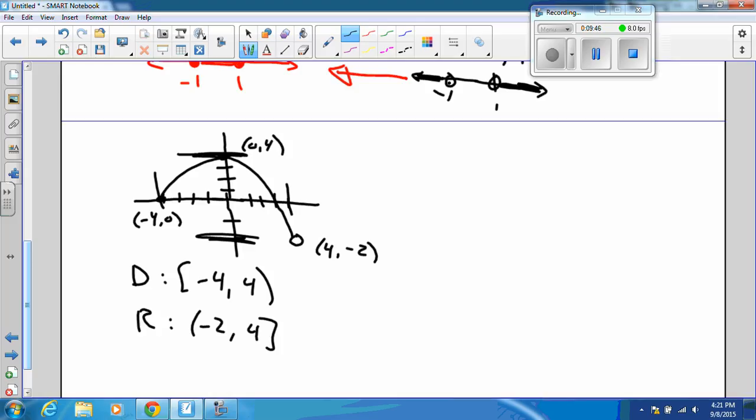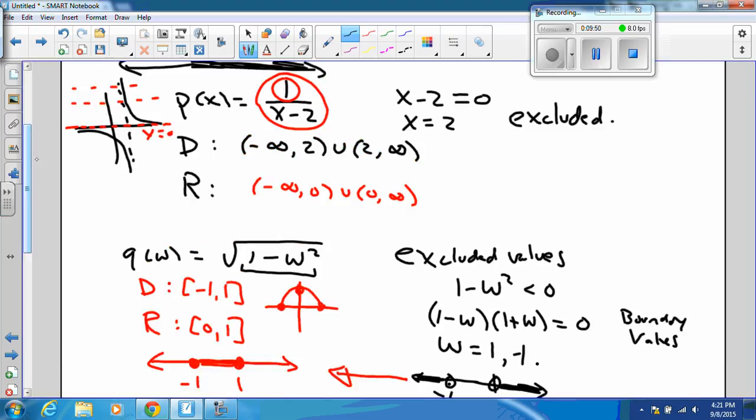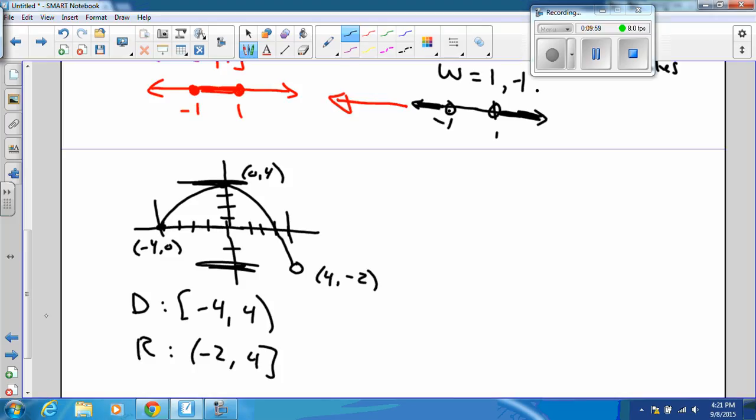Again, we go with the principle that the domain of a function is going to be all real numbers except for excluded values unless another domain is explicitly given. And in this particular graph right here, another domain is given in the form of the graph itself. My domain is this set of x's, and my range is this set of y's.